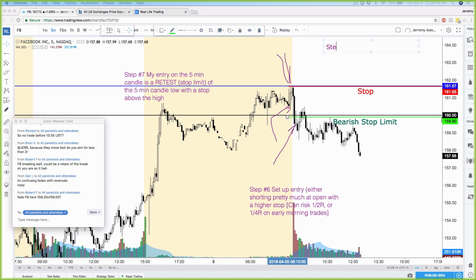So let's see, step 8, number 8, you will always get 1 or 2 retests. No more than that needed. So that's step 8. You will always get 1 or 2 retests. But if you get 3, it's not really going to work.